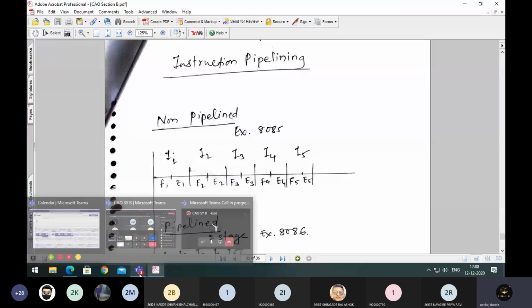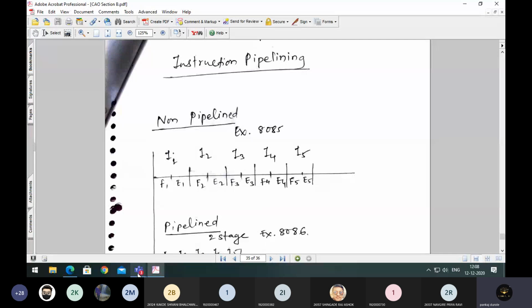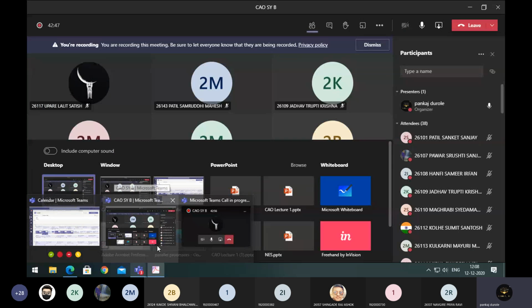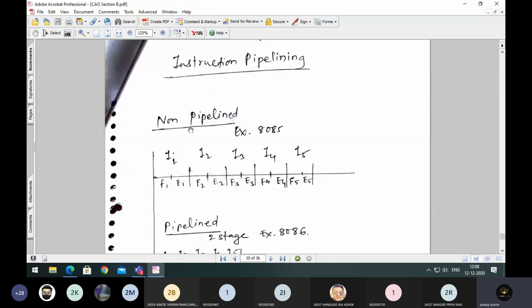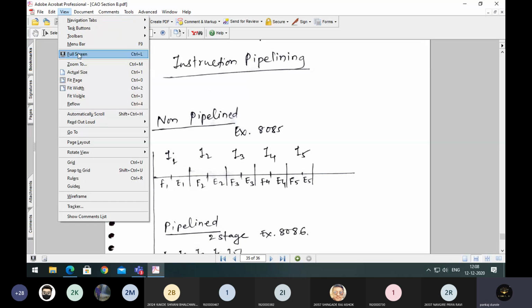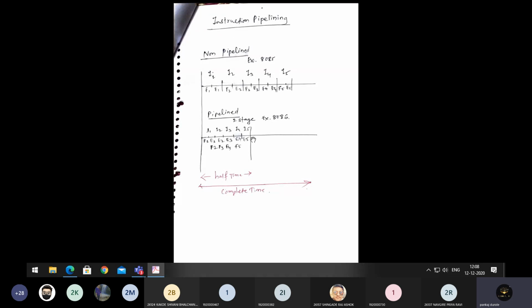In case of instruction pipelining, the various instructions are pipelined together. An instruction is a command given to the computer system for performing some specific action. Instruction pipelining can be learned through a non-pipelined architecture and a pipelined architecture.